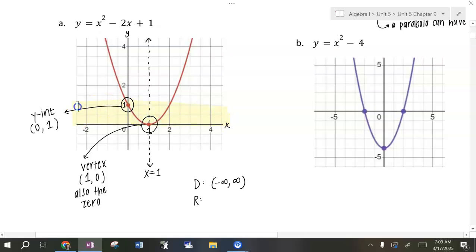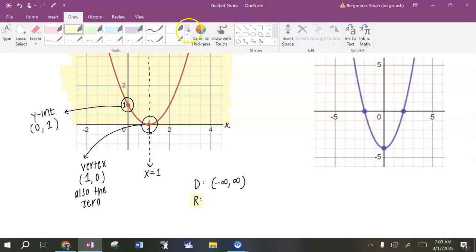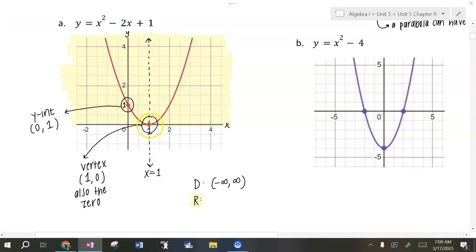So if I wanted to shade this in, what are all the values covered? I would have to go off the graph at the top. For my range, it's starting out, the lowest that the graph goes is this y value of 0. So I'll put a bracket with a 0. That's the lowest y value. And the highest y value is infinity because it goes off the graph at the top. You'll always put a parenthesis by the infinity or the negative infinity.